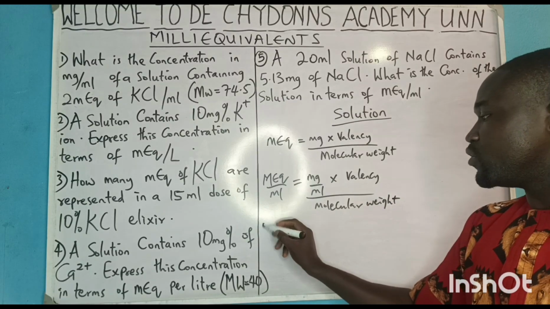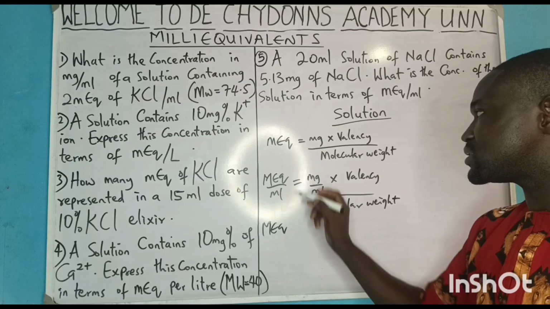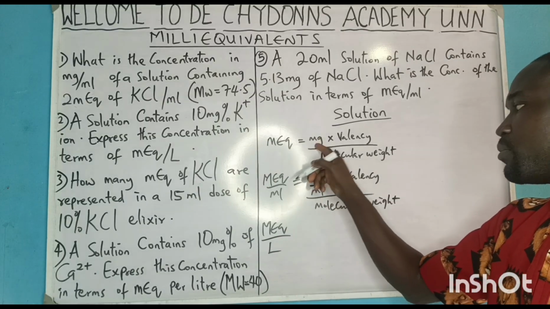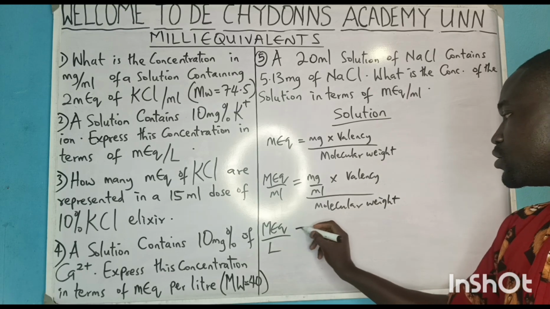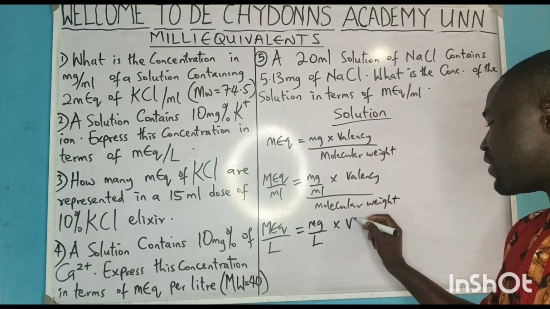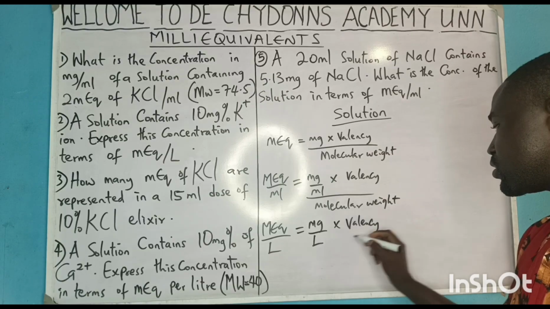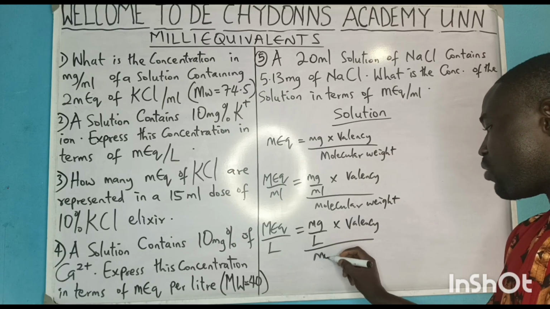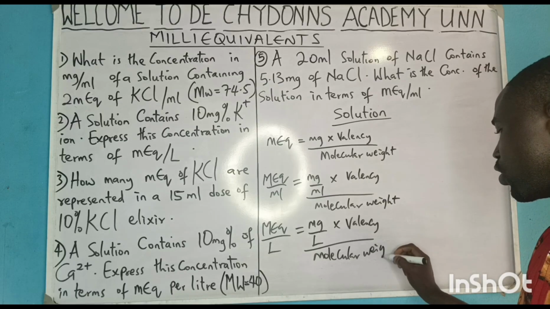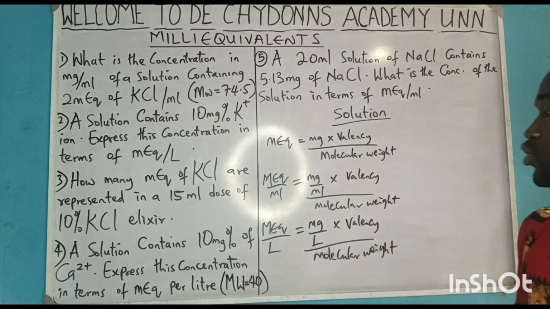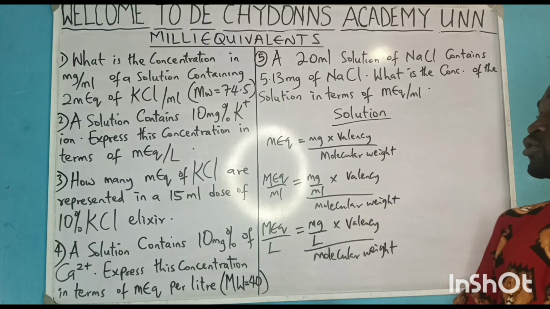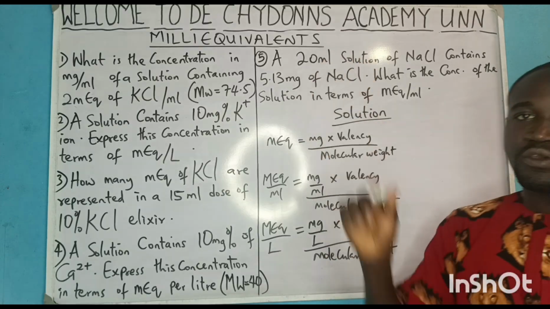Then, if you say milliequivalent per liter, whatever you do to this milliequivalent, you do it to milligram. So this will be milligram per liter times valency all over molecular weight. So these three formulas, you must have them at your fingertips. You must memorize them if you want to do well in these questions on milliequivalents.